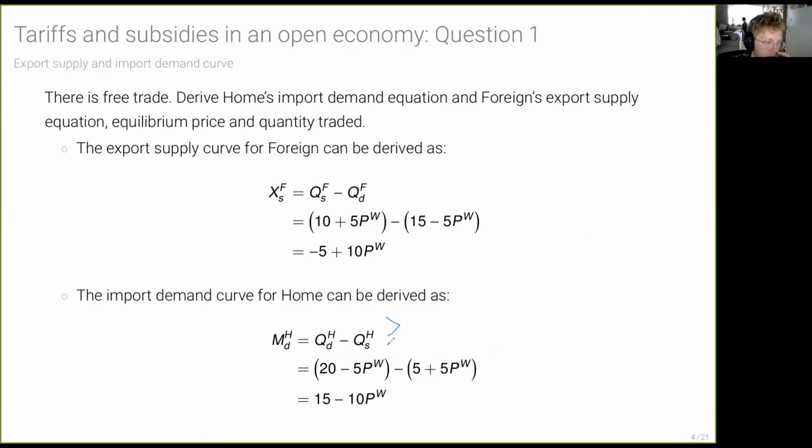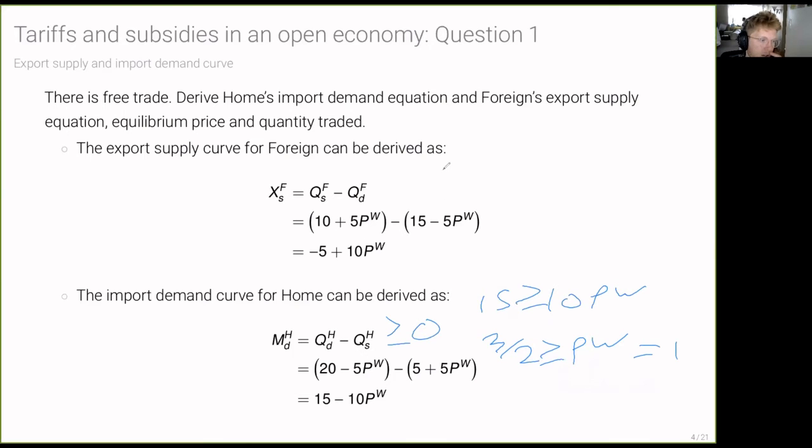You can calculate under what condition home is going to be a net importer. That's going to be equivalent to saying that 15 must be greater than 10p, or that the world price, excuse me, must be less than 3/2. Again, the world price here that we've calculated is 1, which is less than 3/2.